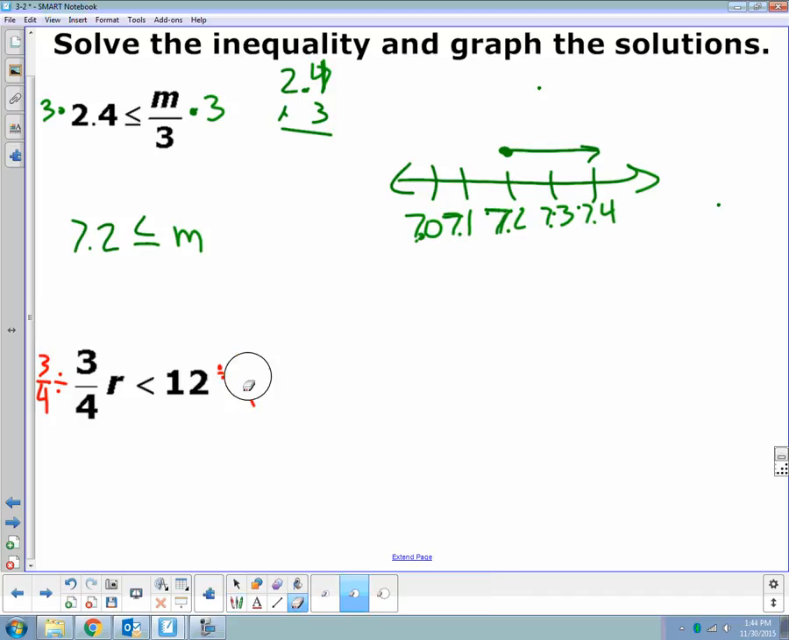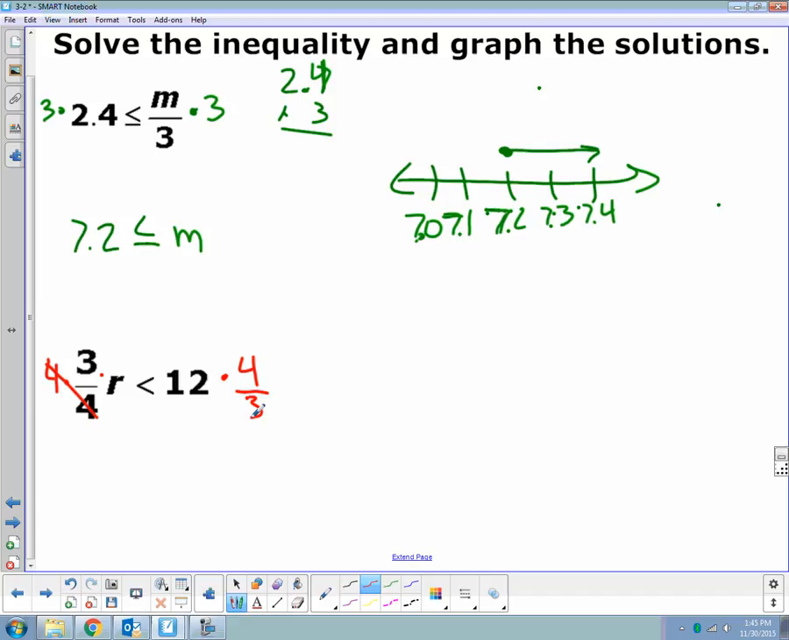Some of you are going to say, well, let's just turn it into a decimal, and that's fine too. You could do 0.75 R is less than 12 and divide both sides by 0.75. What I like to do when the numbers work like this is I like to see the division first and then the multiplication. If I deal with that division first, so it's divided by 4, well, the opposite of divided by 4 is times 4. So those 4s go away. And then it's times 3, so I'm going to divide both sides by 3.